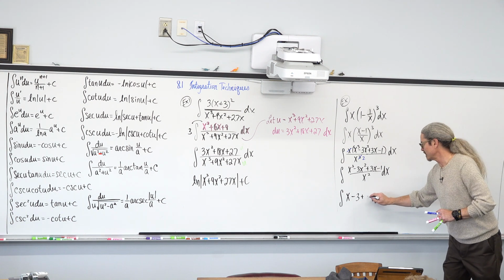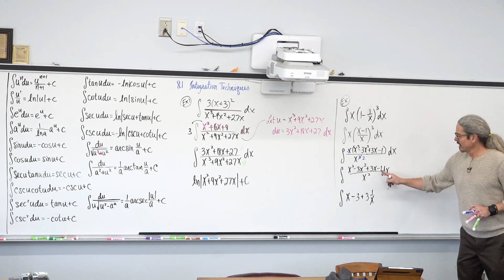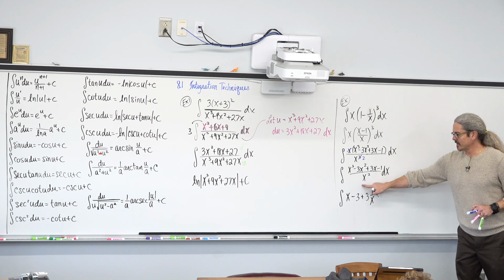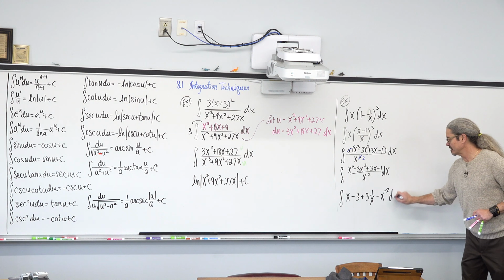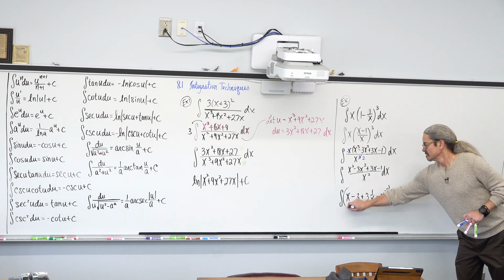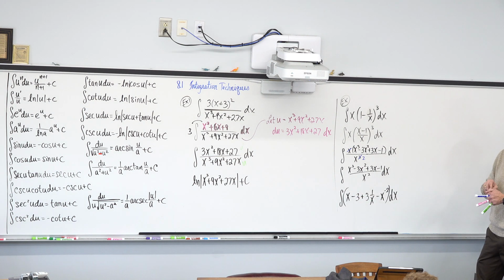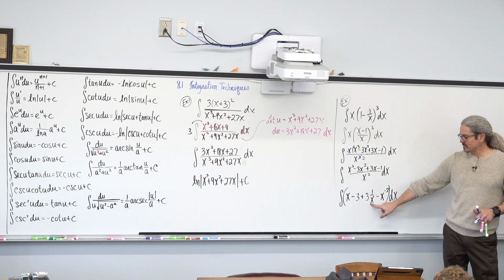X to the -1, I would not. You'll see why in a second. And then -1 over x squared is going to be minus x to the -2 power. There's nothing wrong with it, but why would it not be beneficial to write this as 3 times x to the -1?